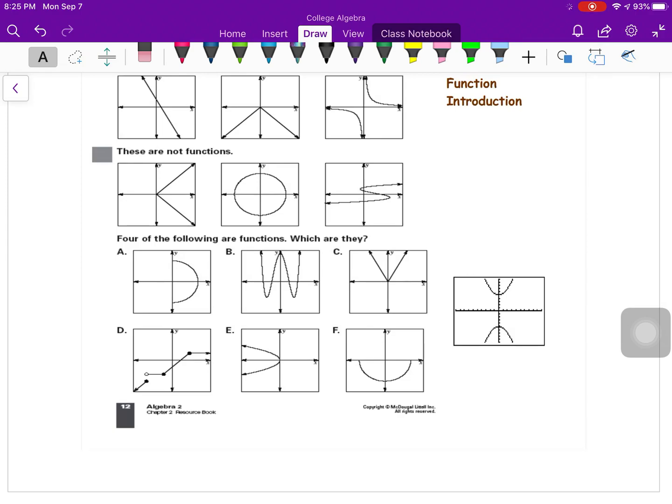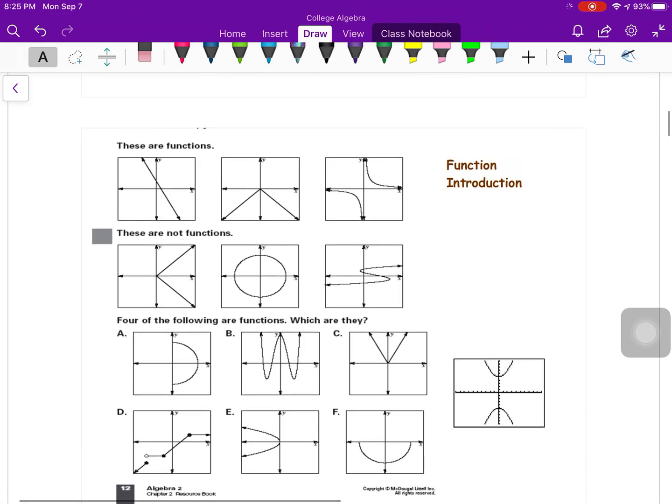Section 1.3 is on functions. Sometimes it's easier to show someone what a function is by a picture. If we look at these first three graphs, we have functions. If we look at these next three graphs, these are not functions.